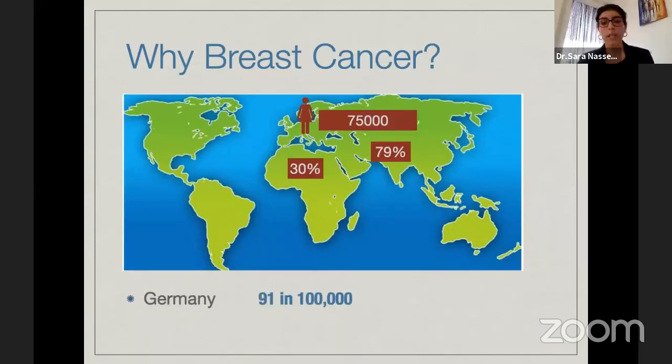In Germany, yearly, there are 75,000 women diagnosed with breast cancer. Breast cancer constitutes 1/3 of the cancers that affect women, and the 5-year overall survival rate of breast cancer in women in Germany is about 79%. The incidence in Germany is 91 in 100,000, so it's higher than the global incidence. And most likely this is because it's picked up more often due to the screening program.